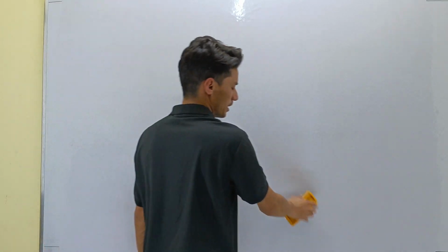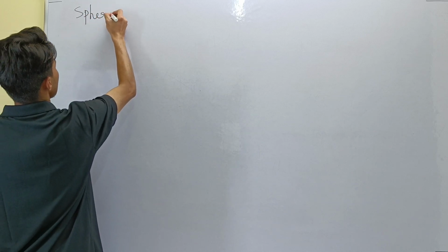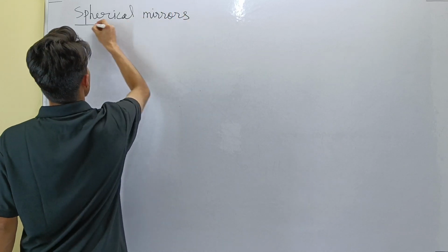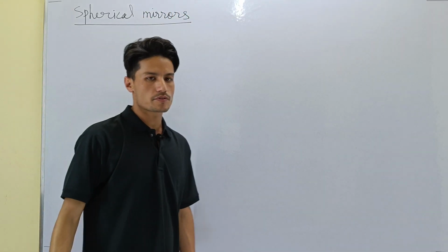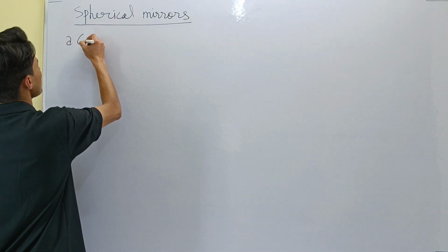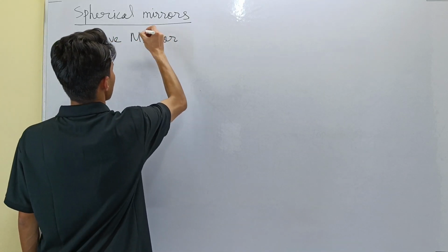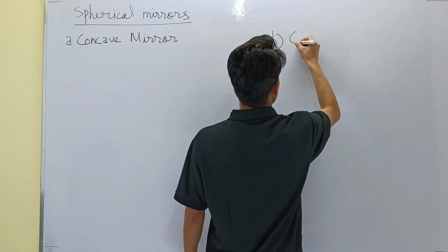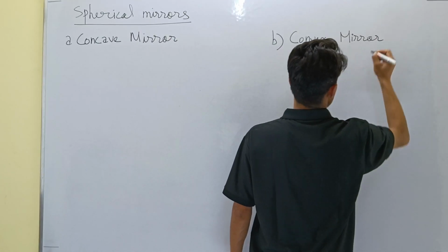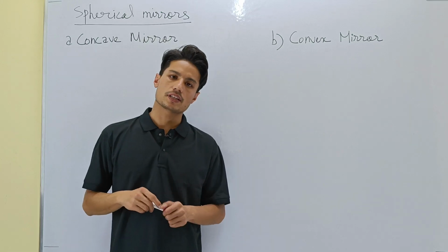So now, let me write down spherical mirrors. Under the spherical mirrors, there are two types which we will study. One is the concave, the other one is the convex. So concave mirror and convex mirror. So there are two types of spherical mirrors: we have the concave and the convex.